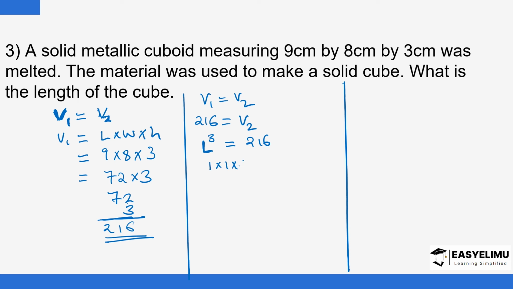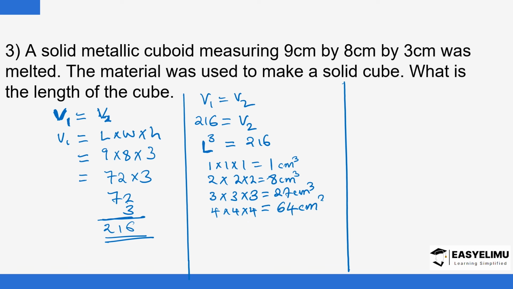So let's try starting from 1. So 1 by 1 by 1 is 1. So not yet. 2 by 2 by 2, that is 8, not yet. So would 3 work? No. So that is 27. How about 4? So 4 by 4 by 4, maybe. What is it? So 16 by 4, that is 64, not yet. 5 by 5 by 5. So 5 by 5 is 25 by 5 is 125, not yet.